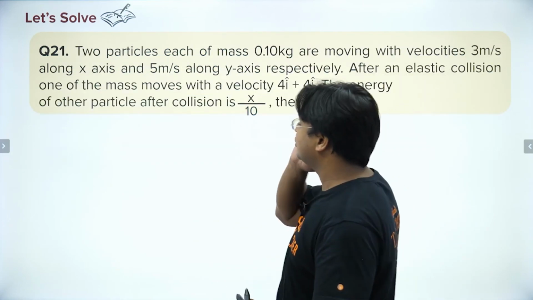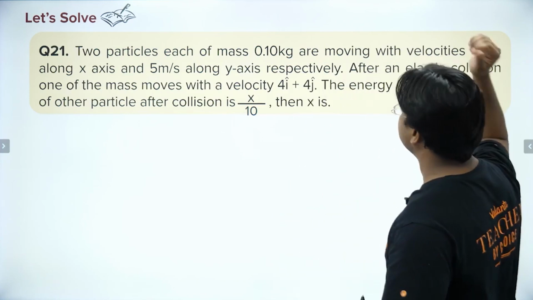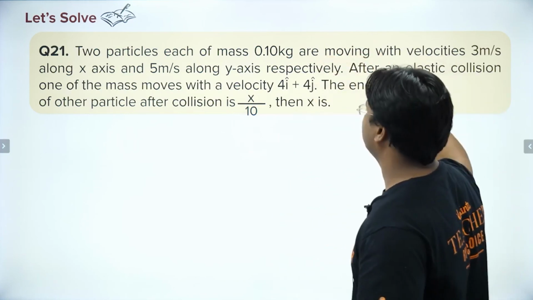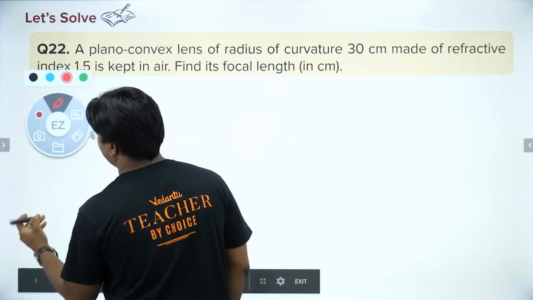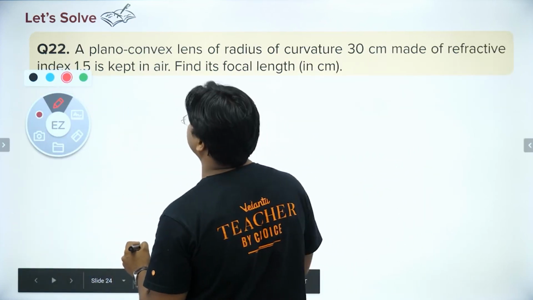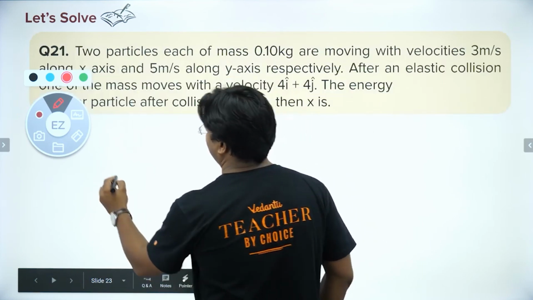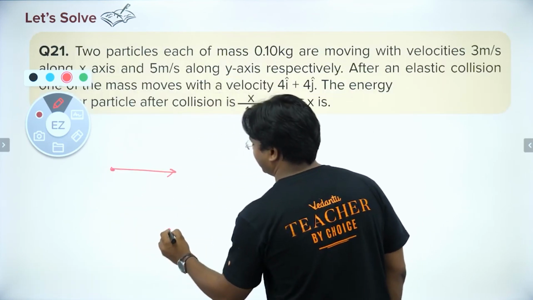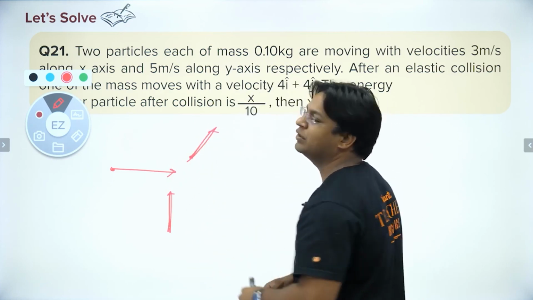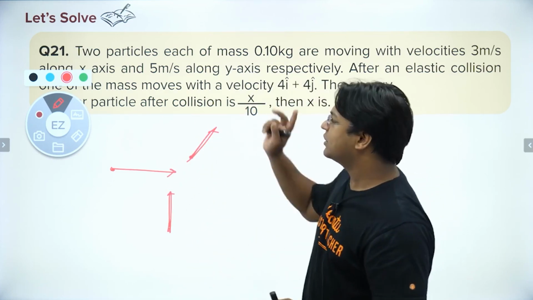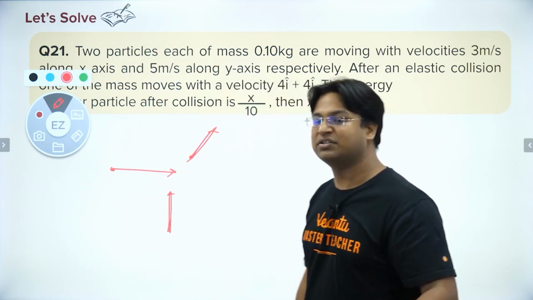So the next question: two particles each of mass this much are moving with the velocity this and this. After elastic collision, so guys, this is a simple question. There are two particles. Just a minute. One particle is coming like this, the other one is coming like this. They collide, and one of the particles goes like this. We are looking for the kinetic energy of the other one. Since the question says the collision is elastic, we can conserve the kinetic energy.